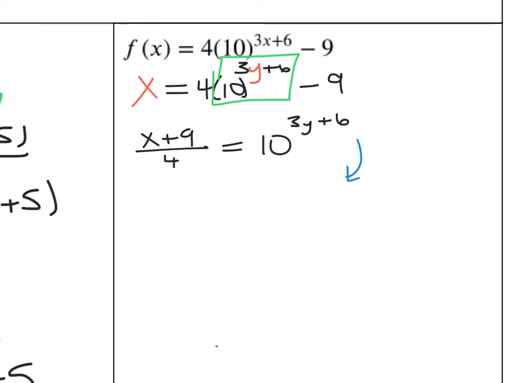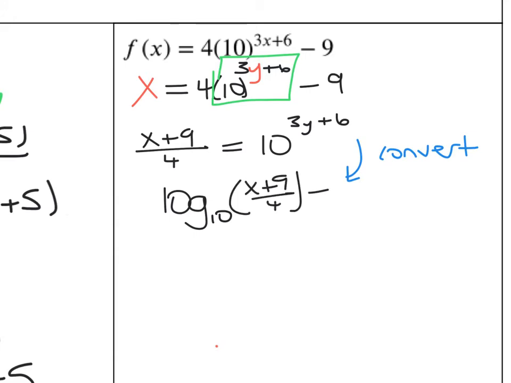Now I'm going to need to convert. It's an exponential, so I'm going to convert to a log. So I know I'm going to have log base 10 of x plus 9 over 4 equals my exponent. Remember, your answer to a log is always the exponent. All right, and also notice basically what the base is attached to should switch. So before it was attached with this 3y plus 6, now it's with the x plus 9 over 4.